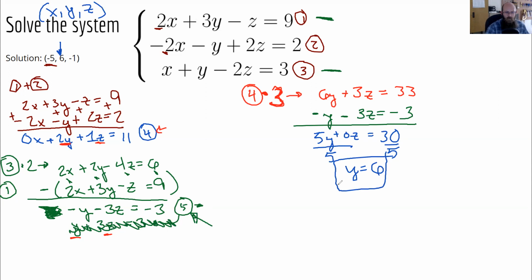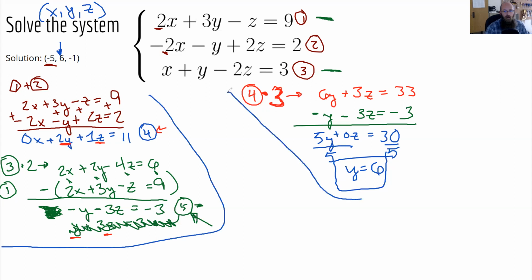I need to find something else. Let's use z, right? I kind of know what that is. So I'm going to use equation 4. So I'm going to do some blocking off here. That's a chunk of things. And this is a chunk of things. All right, so in the middle, I'm going to find z.